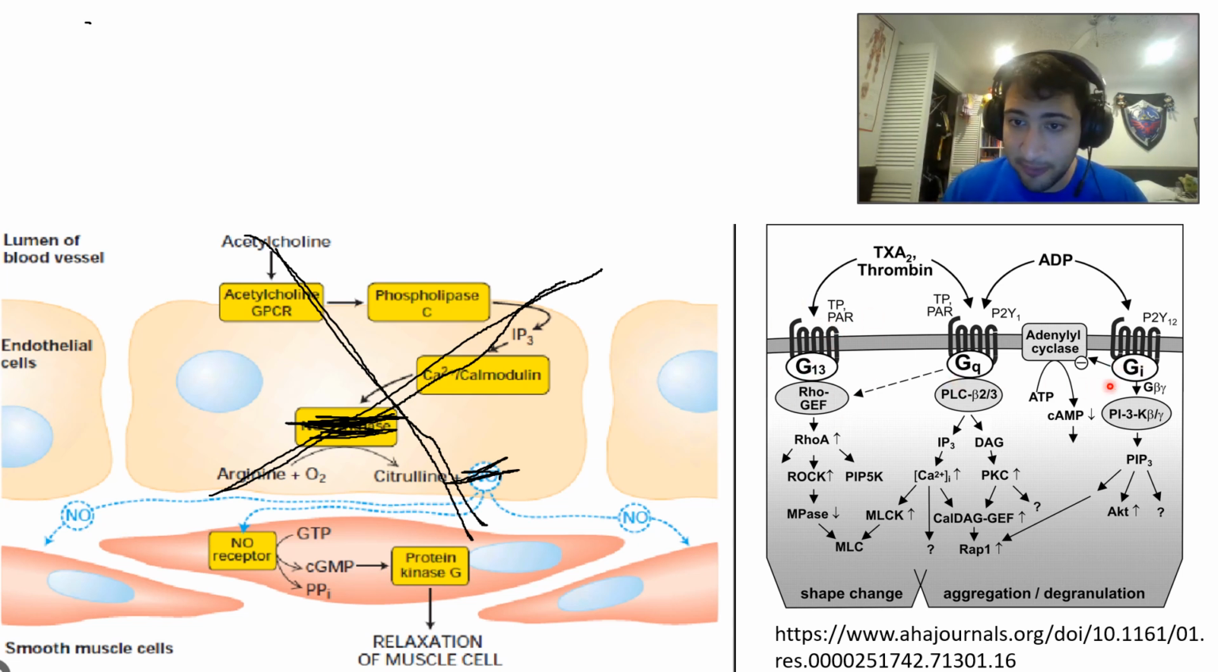But notice how there's two different pathways, GQ and GI. Right? In the last video, I talked about GS and GI. Notice how multiple signaling pathways can converge on the same result.